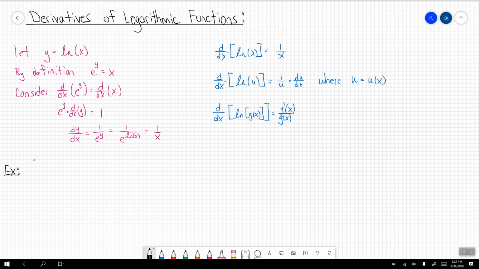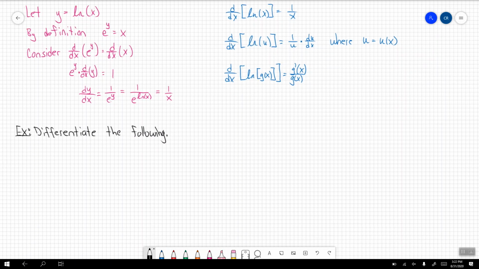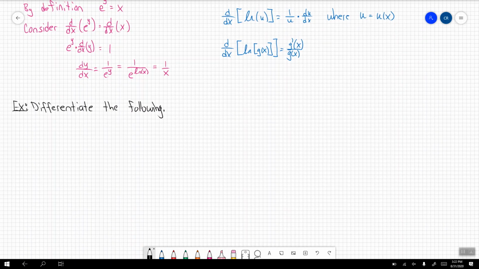So here goes your first example then, using this. We want to differentiate the following. And again, differentiating means that we need to take the derivative for the following. Part A. We are going to have f of x is equal to x times the natural log of x, and then we subtract x. So we need to find this derivative.